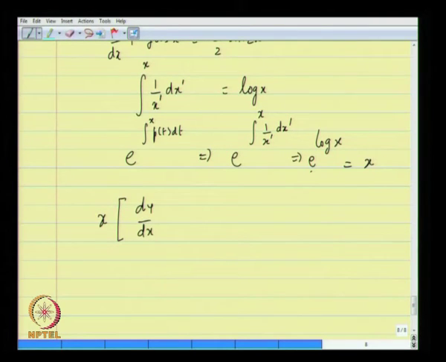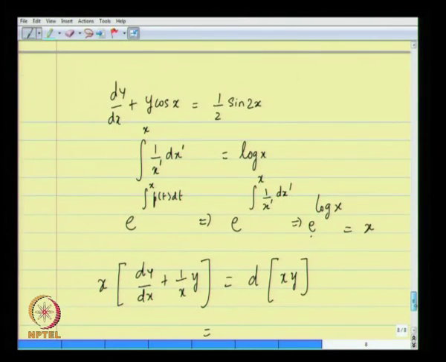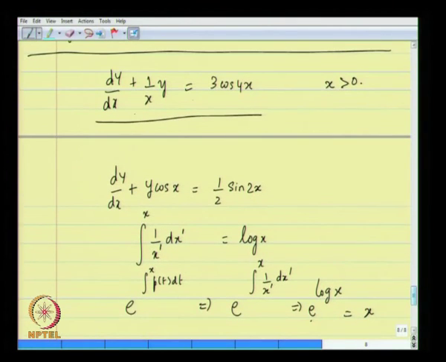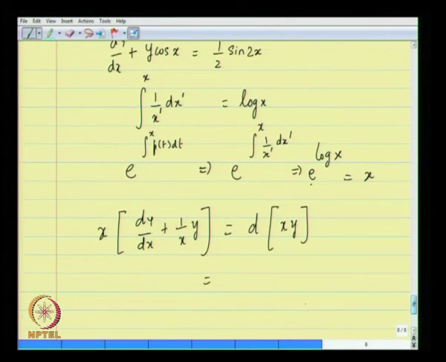dy by dx plus 1 by x y, which is given as d of x y, is equal to, that is, this equation is dy by dx plus y, this one, 3 cos 4x. So, you have it is 3 cos 4x.